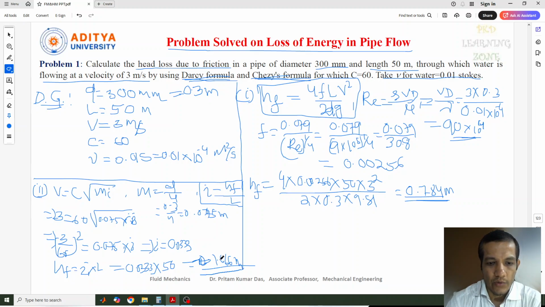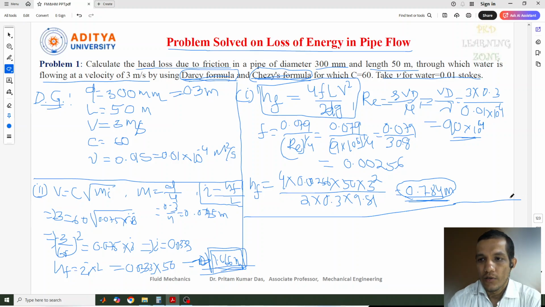So this value will be 1.666 meter. Now you can see the difference. We have done similar things for the head loss by using both formulas. Here we get the head loss as 0.784 meter, but in the case of Chezy's formula we got 1.66 meter. So this is all about this problem.